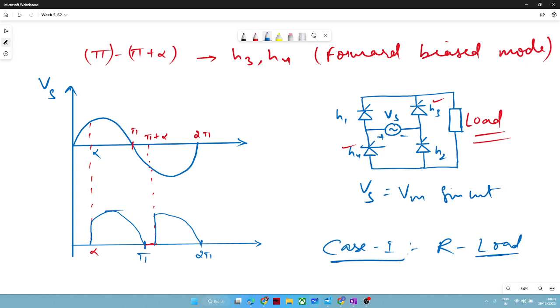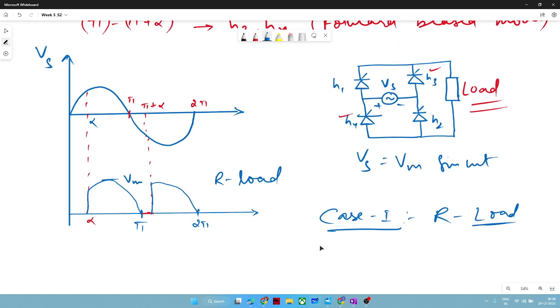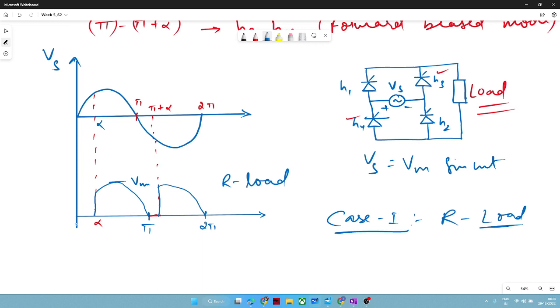And this peak magnitude is your Vm. This was for R load. I hope for R load there might not be any doubt.